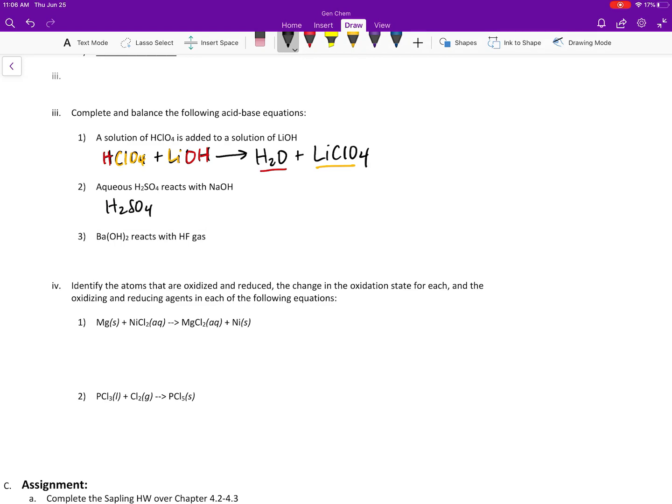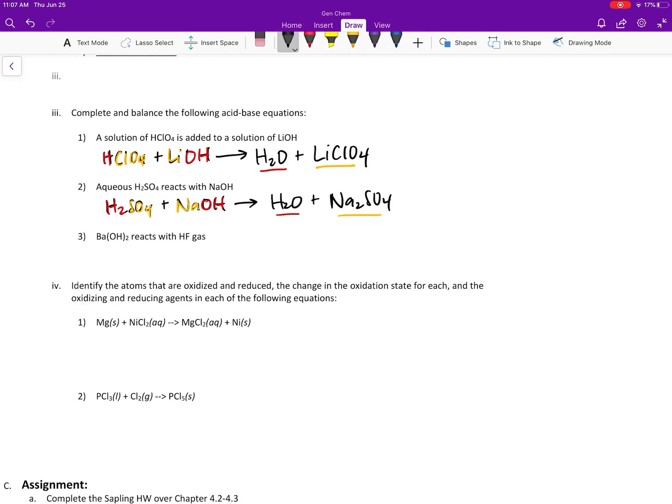Sulfuric acid plus NaOH. It's going to form water. In this case, it's actually going to form more than one water, but we'll get to that when we balance it. And my salt is going to be sodium sulfate. Remember, sulfate has a 2- charge, so it's going to put a subscript behind the sodium.